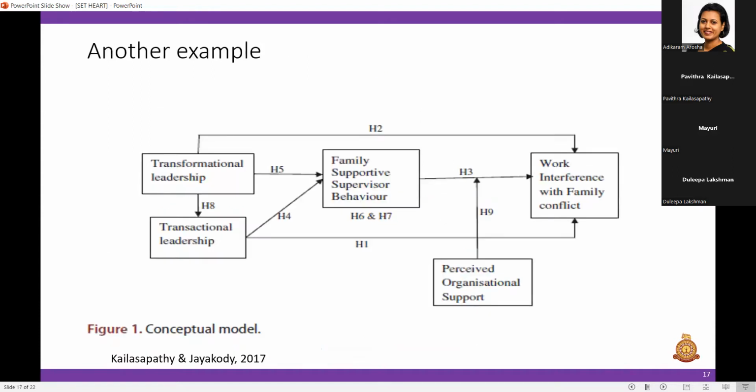Then this one is a study I did with my late colleague Jayakodi. Again, you would see perceived FSSP, how when that is perceived, it can improve or you are able to manage. So this is again a perceived support, and we have also used perceived organizational support. So POS is a very popular variable in social exchange.